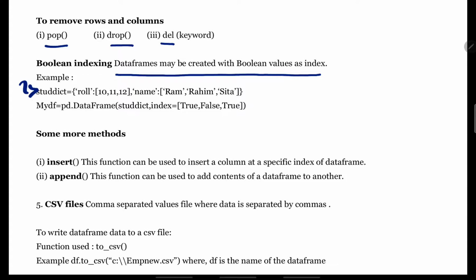Suppose here I've created a data frame. Suppose this is my dictionary, and this is the name of my data frame, my df, and I'm going to give the statement pd.DataFrame. I'm going to give the brackets, and in that this will be my dictionary, which will give the values, and I'm specifying the index as True, False, True. If I don't specify the index, automatically we'll get the normal indexes, that is 0, 1 and 2. But if we specify the index True, False and True, that is how it's going to be. So that is Boolean indexing.